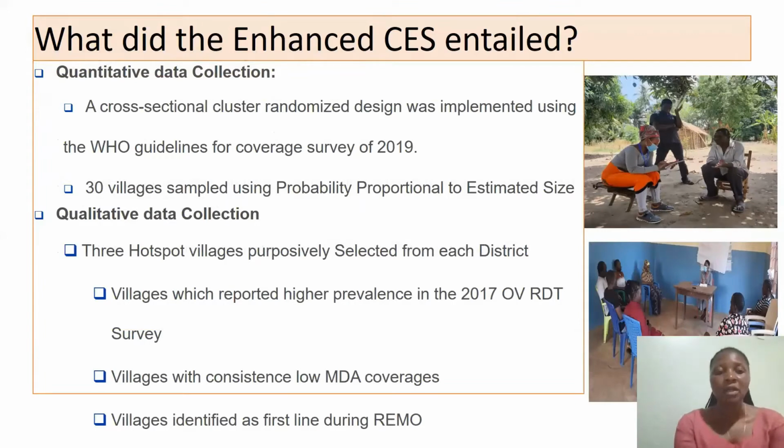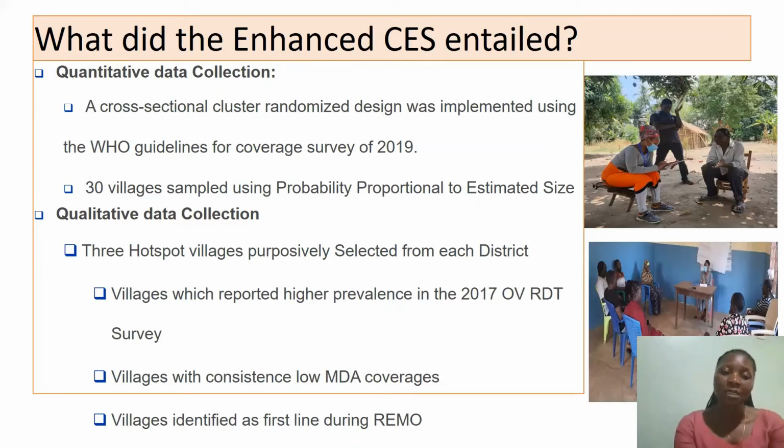So the survey had two different components. The first component was the quantitative data collection as a typical coverage evaluation survey, and the second component was adding the qualitative data collection. For the quantitative data collection, a cross-sectional cluster randomized design was implemented using the WHO guideline for coverage survey of 2019, and in this component we sampled a total of 30 villages in each district using probability proportional to estimate the sample size.